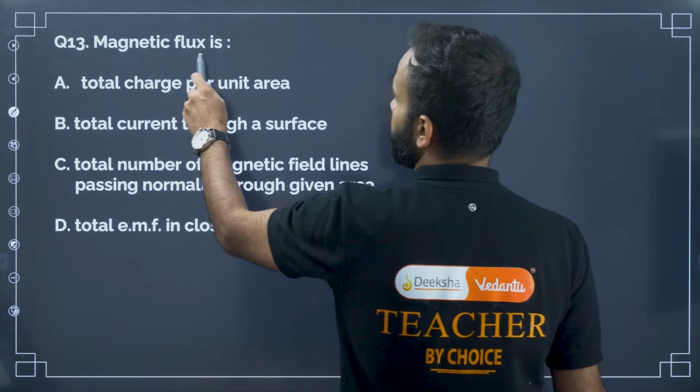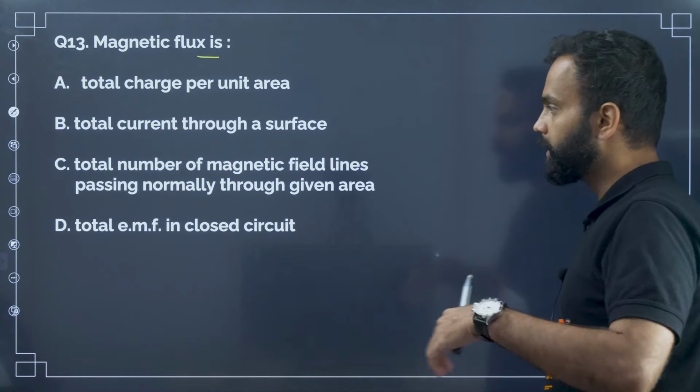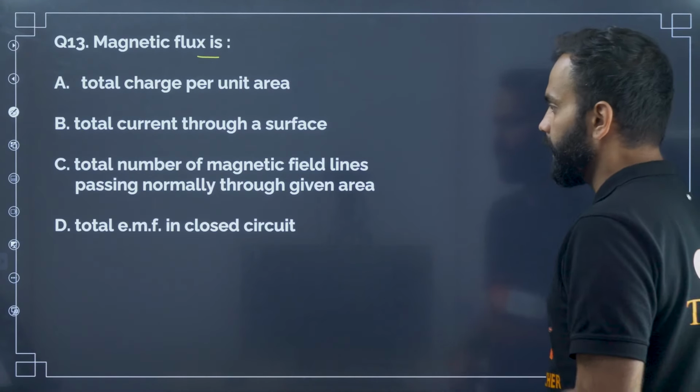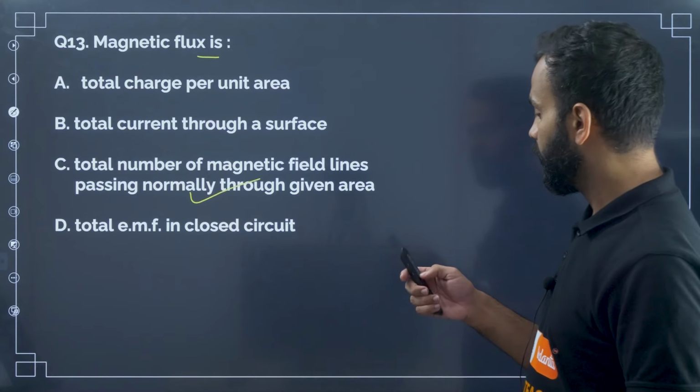Question number 13. Magnetic flux is the total number of magnetic field lines passing normally through a given area, right? So the correct option is A. Sorry, the correct option is C.